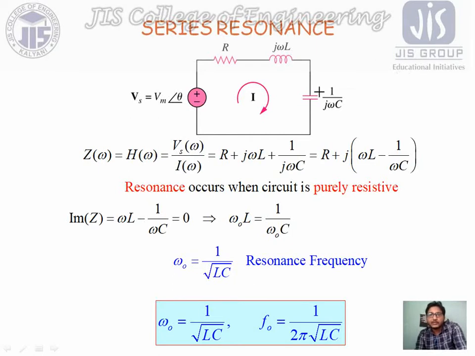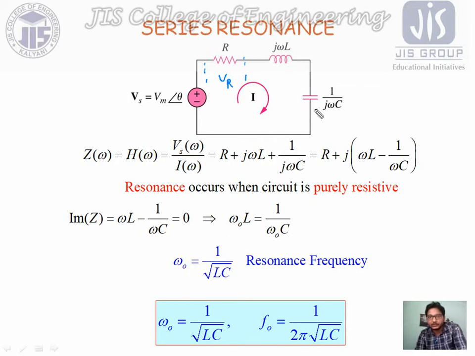Now for this circuit, suppose in practice we are making these types of circuits, and we are taking the voltage across this resistance. So suppose VR is the voltage across this resistor. Similarly, VL is the voltage across this inductor, and VC is the voltage across this capacitor.